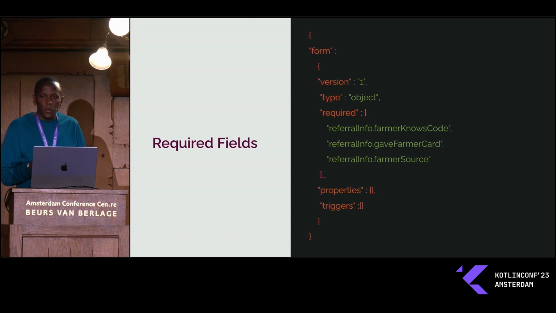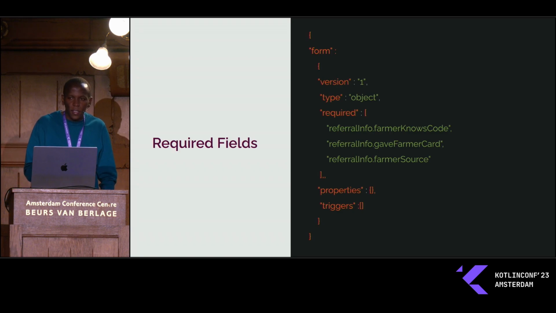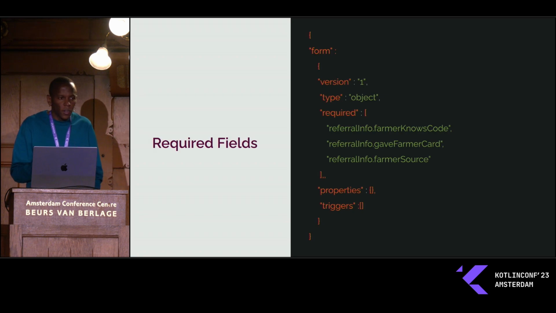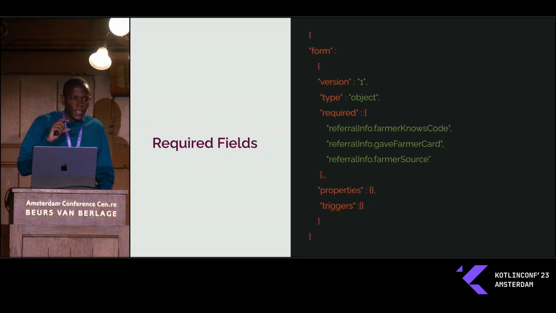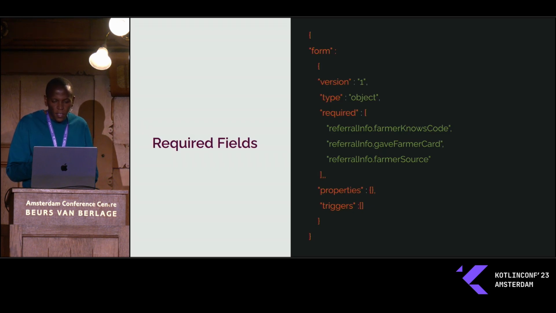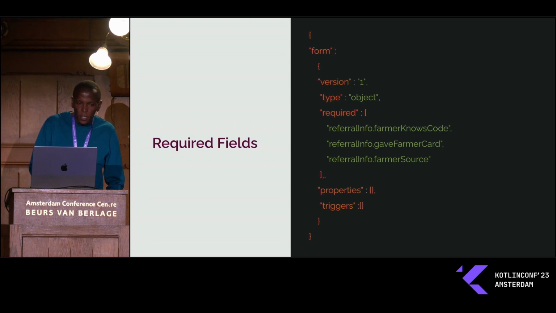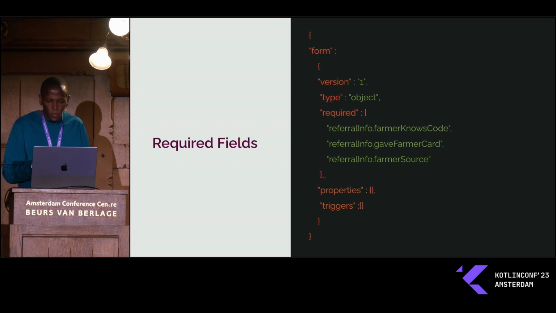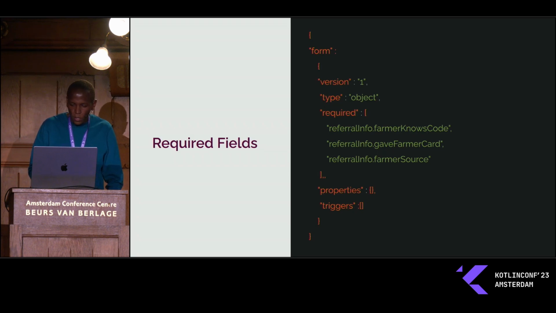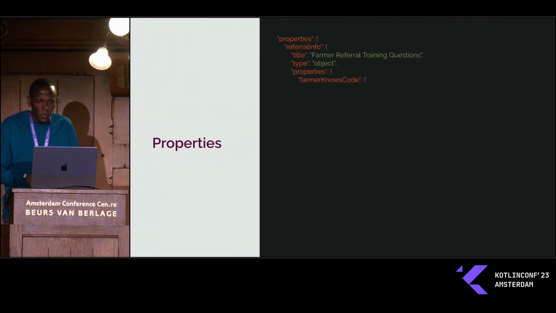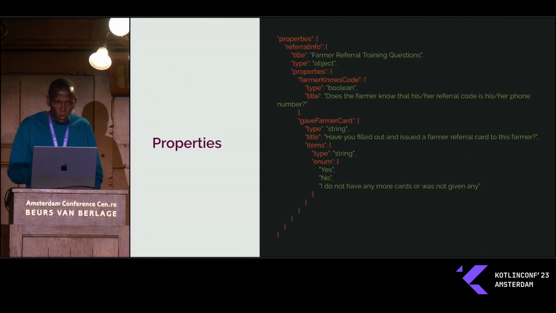Some of the fields that we have are mandatory. For example, let's say name and national ID number, which we require the agent to input before even completing the form. So for this required property or field, we define a list of keys. Each key represents a field, and if a field is here, it means that the agent has to complete that question for them to be able to submit the form successfully. Let's look at the properties, which is the backbone of everything that we do in the UI part. This is how it looks.